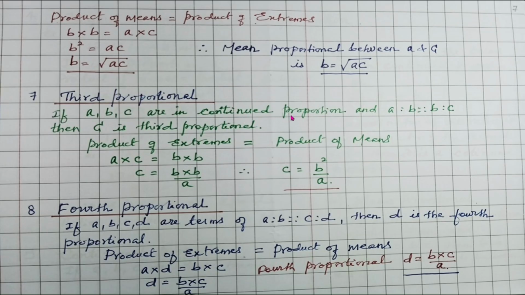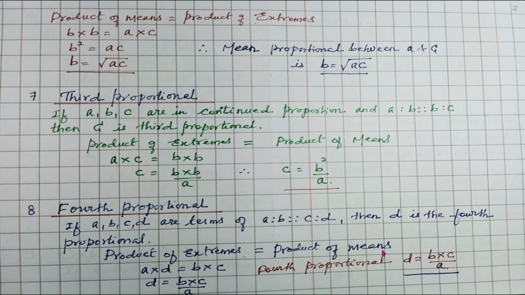Now the third proportional. If A, B, C are in continued proportion as A is to B proportion B is to C, then C is called the third proportional, and the product of the extremes is equal to the product of the means. A into C is equal to B into B, or C is equal to B into B divided by A, or C is equal to B square by A. So the third proportional C is equal to B square by A. Remember that. Now if A, B, C, D are the terms and they are written as A is to B is proportional to C is to D, then D is called the fourth proportional.